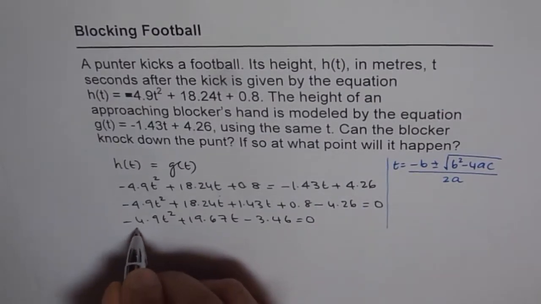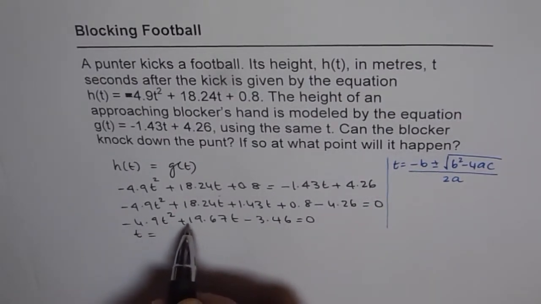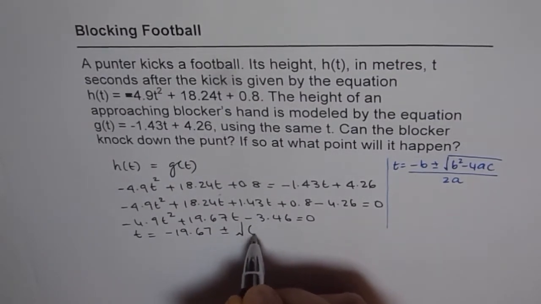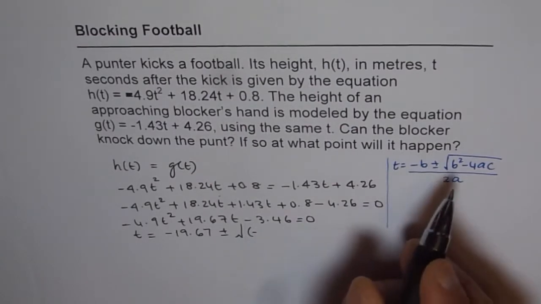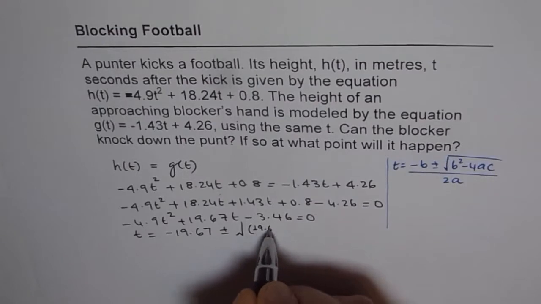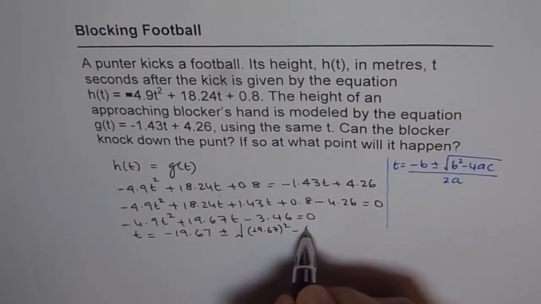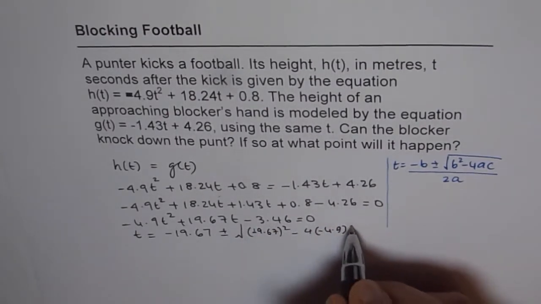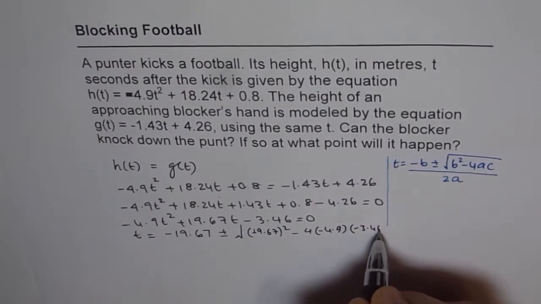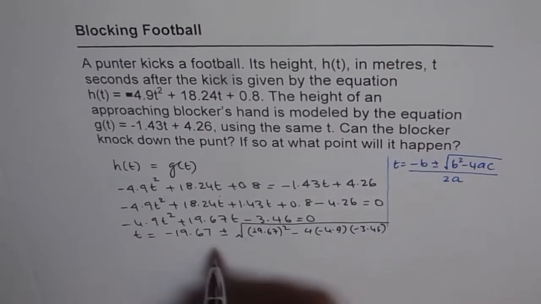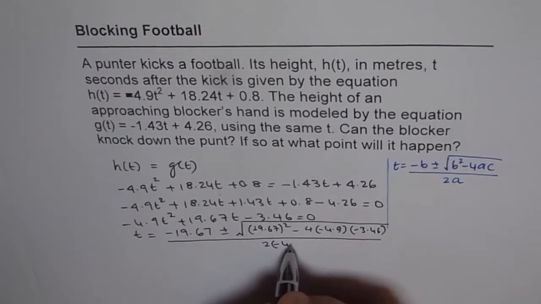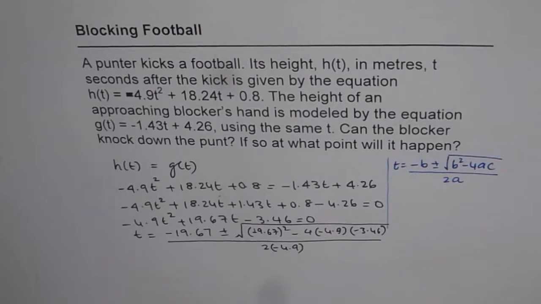So what we get here is t equals minus b, that means minus of 19.67, plus or minus the square root of, within brackets, b square, which is 19.67 square, minus 4 times a, which is minus 4.9, times c, which is minus 3.46, divided by 2 times a, which is 2 times minus 4.9, right? So that is the equation, and now we can use the calculator to calculate this value.